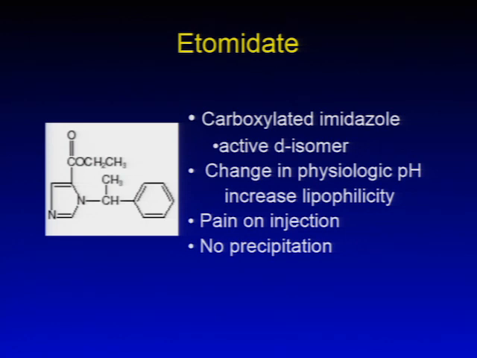Moving on to etomidate, this is a carboxylated imidazole. It's specifically the D-isomer that is active, and the change in physiologic pH increases its lipophilicity. Patients may experience pain on injection. There is no precipitation when mixed with rocuronium, for example, as might occur with sodium thiopental.